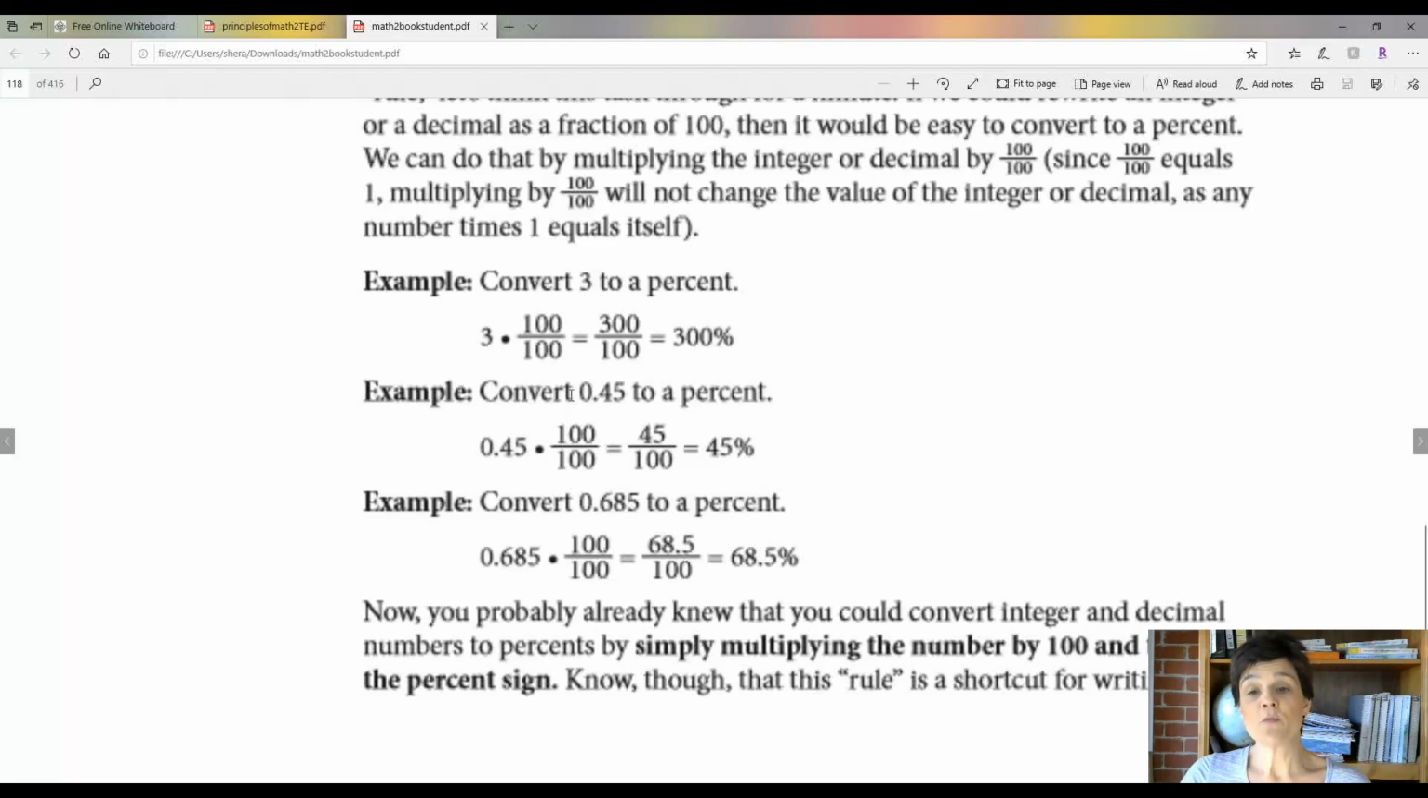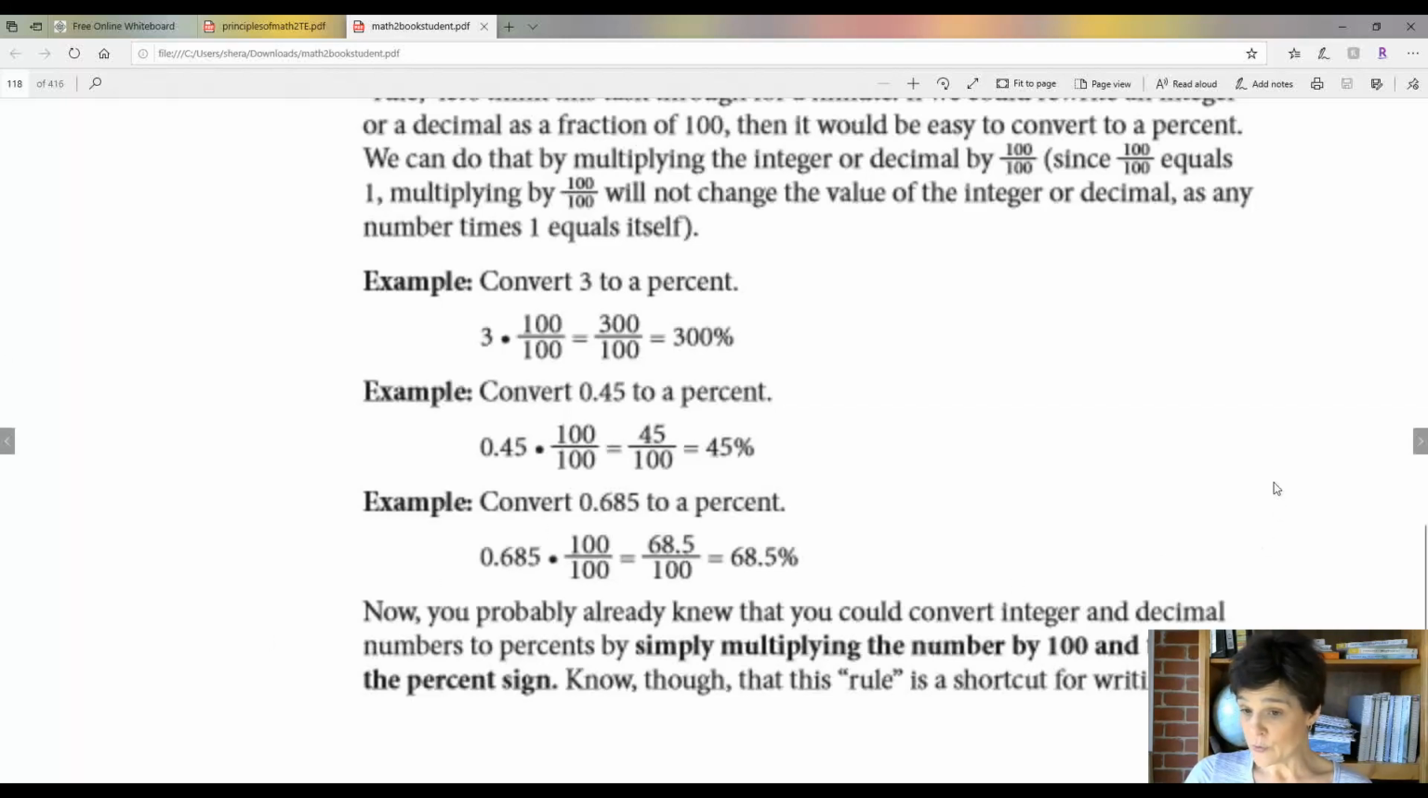So multiplying means you move your decimal 2 places to the right. So it goes to 45%. Okay, this would go to 68.5% because you're moving your decimal 2 places to the right. You're undoing it, basically. When you turn a percent into a decimal, you move the decimal 2 places to the left. When you undo that and convert that decimal back to a percent, you move the decimal to the right 2 places, and that's your percent.